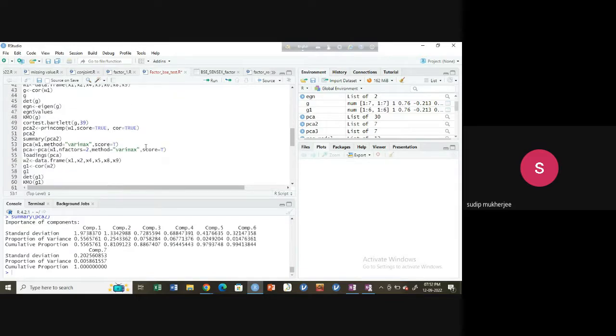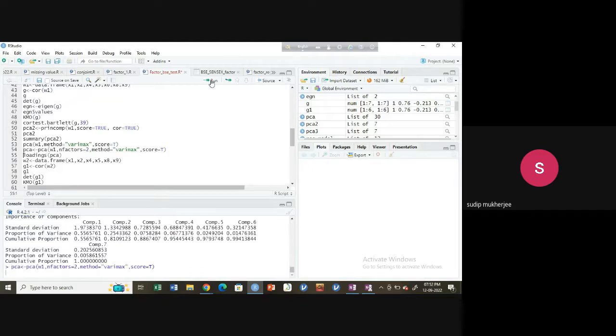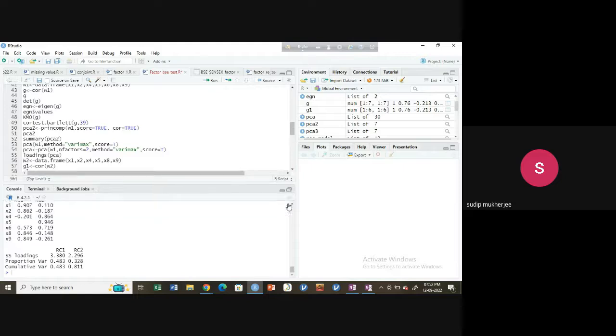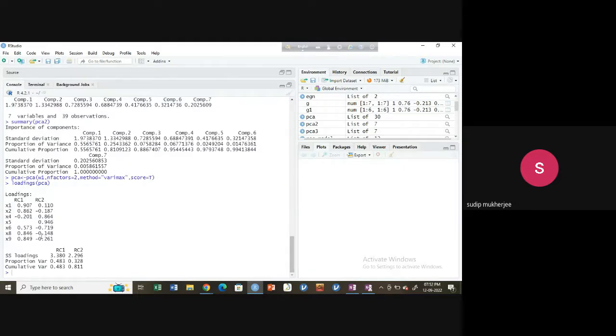For this, we run this code. Line number 54. The command is PCA. Number of factors is 2. We already determined this. We use the method varimax. Varimax method is basically an orthogonal rotation method. Score is 2. If we run this and then try to find out the loadings, factor loadings, you just see this is the factor loadings. And how do we find which variable belongs to which factor? Generally, we consider the value more than 0.5. So if the value of factor loading is more than 0.5, then that particular variable belongs to that particular factor.